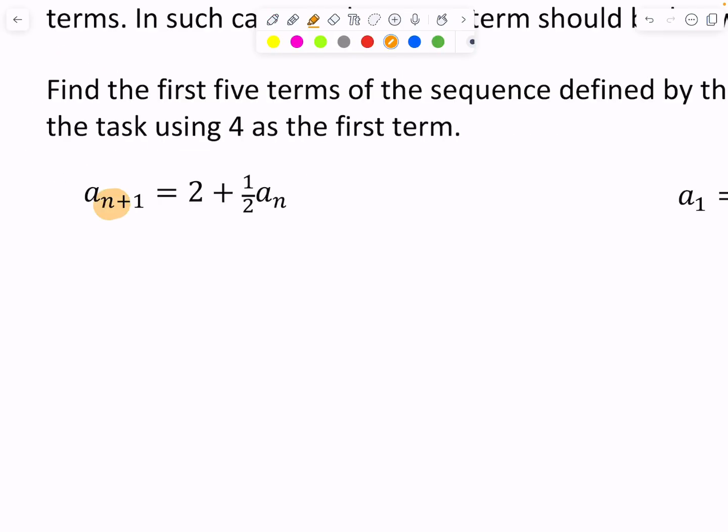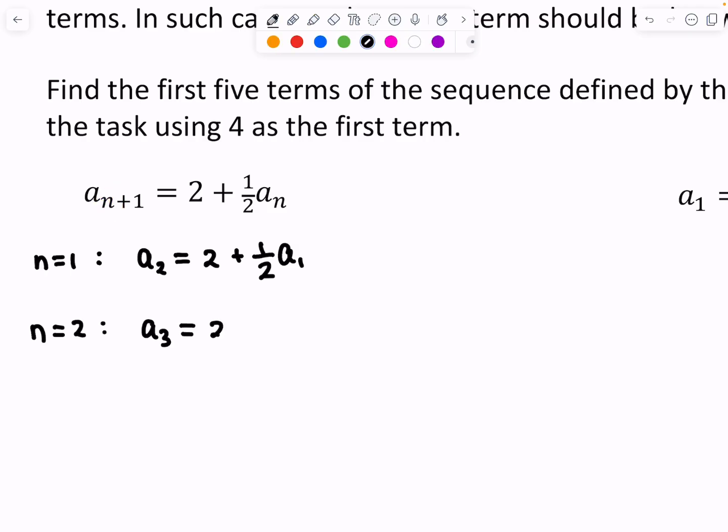Okay, notice our subscript is n plus 1. And in our formula, we have a term that reads a sub n. If I let n equal 1, change all the n's in the statement to 1, we wind up getting a sub 2 is equal to 2 plus 1/2 a sub 1. If I change n to 2, change that n to a 2, add 1, so we get a sub 3 will be equal to 2 plus 1/2, and then change this n to 2 as well, times a sub 2.